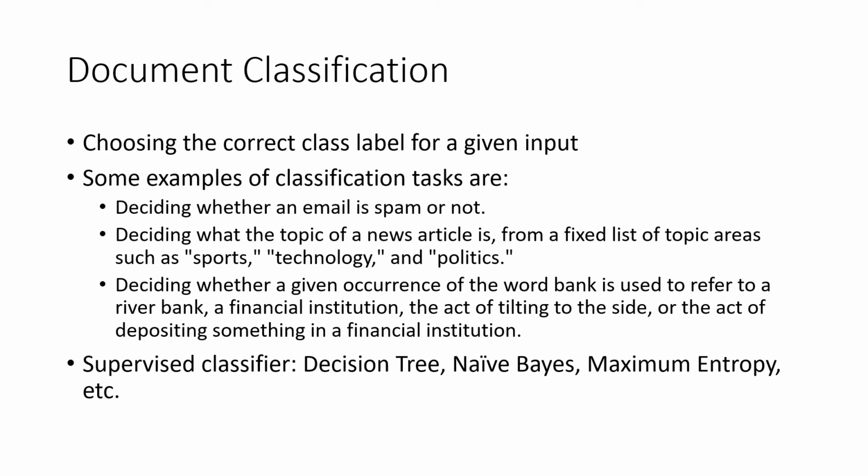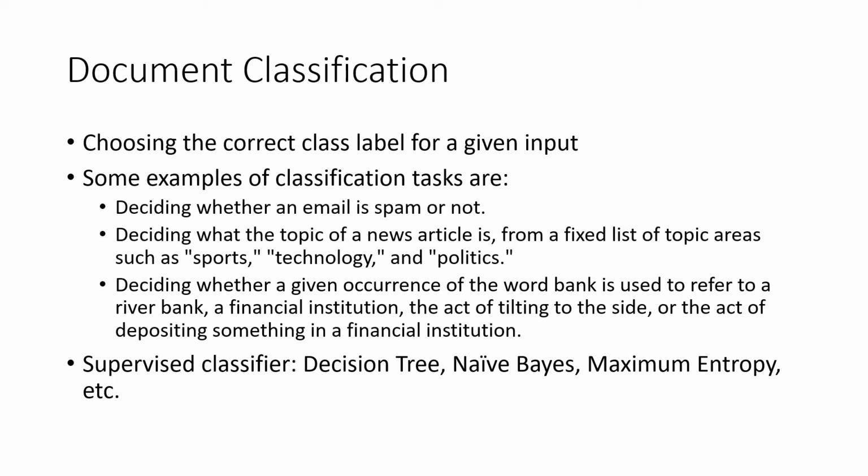In basic classification tasks, each input is considered in isolation from all other inputs, and a set of labels is defined in advance. Some examples of classification tasks are deciding whether an email is spam or not, deciding what the topic of a news article is from a fixed list of topic areas such as sports, technology, and politics, deciding whether a given occurrence of the word bank is used to refer to a river bank, a financial institution, the act of tilting to the side, or the act of depositing something in a financial institution.